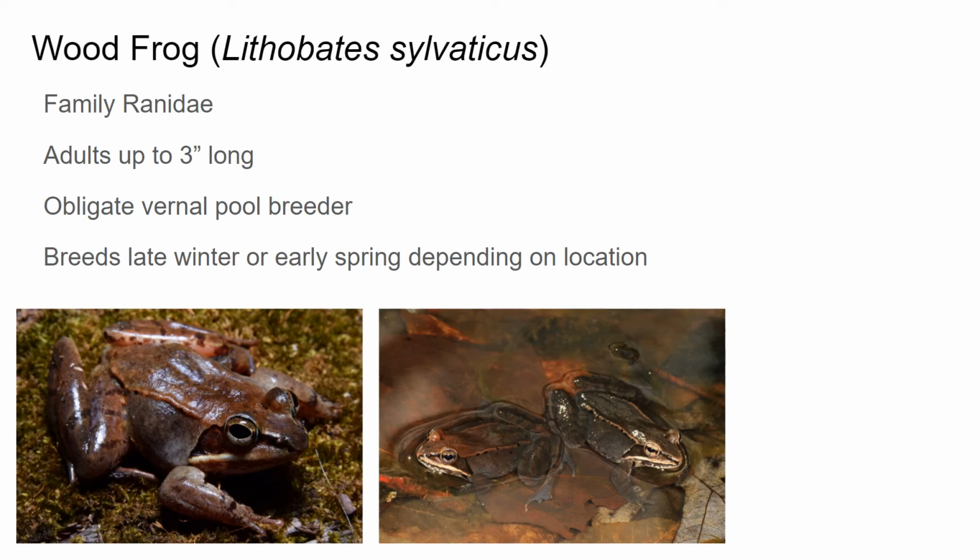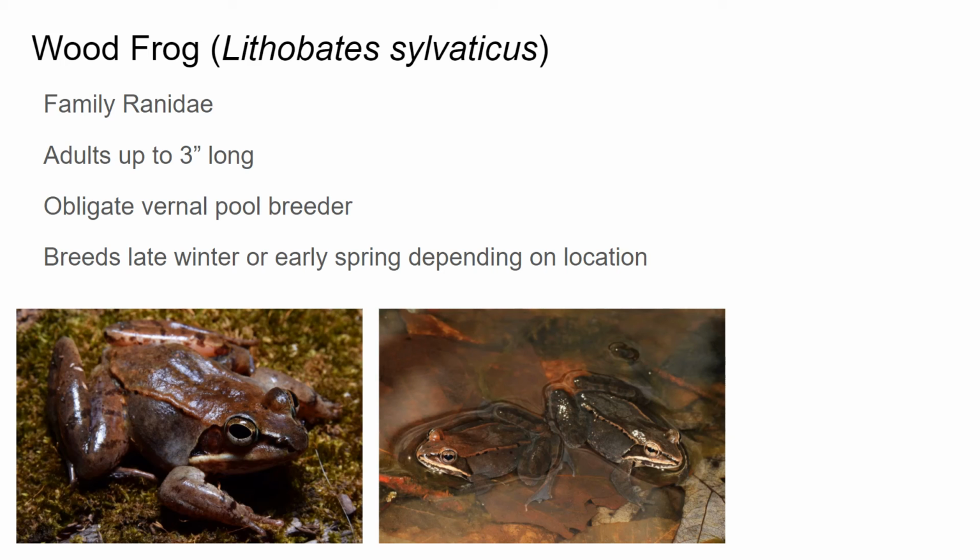It's a North American native frog that's very common. It is in the family Ranidae, the true frog family. They're medium-sized frogs, getting about 3 inches long. They are obligate ephemeral pool breeders. They can only breed in bodies of water that dry up for part of the year. And they breed very early on, usually as soon as the ground thaws. Depending on where you are, that could be January if you're in the south, and that could be May if you're in Canada.